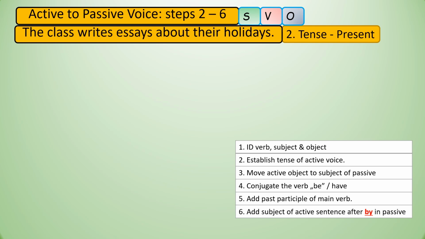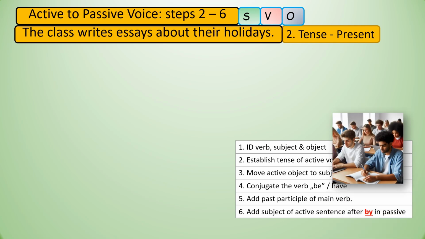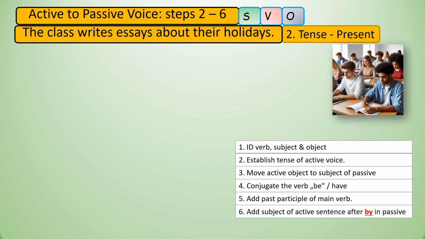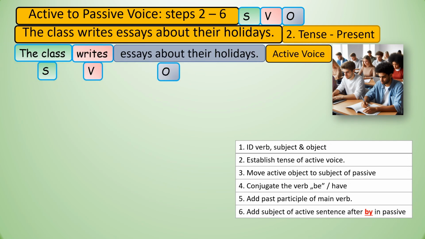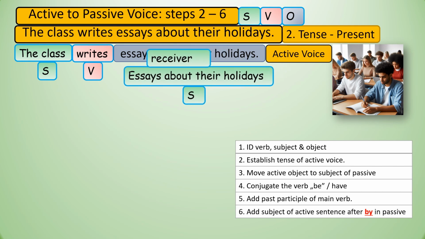We continue with our sentence from the previous slide. The class writes essays about their holidays. The tense is present simple tense. Here's our sentence. Our verb is writes. Now we can chop the rest off. Who or what writes? The class, subject. The class writes who or what. Essays about their holidays. That's object. And that is an indication of the active voice.